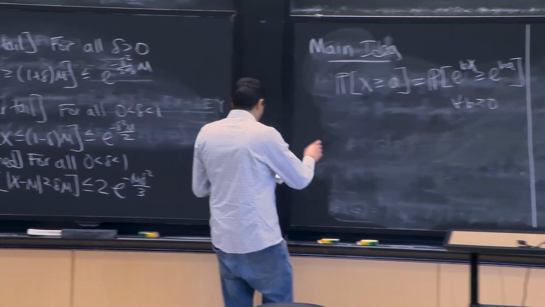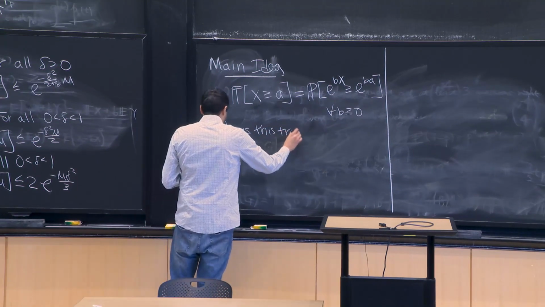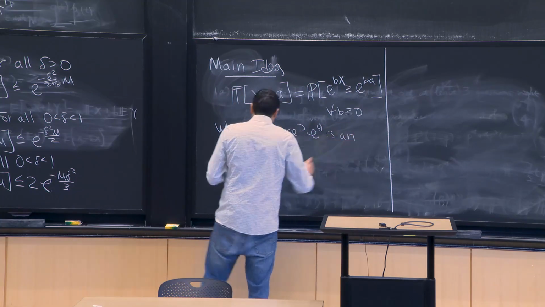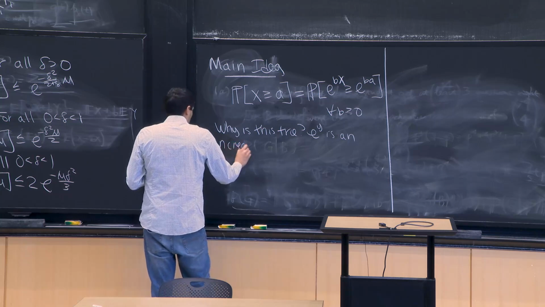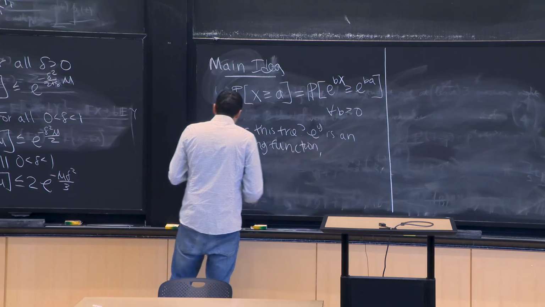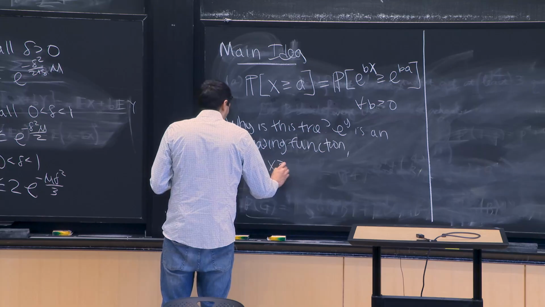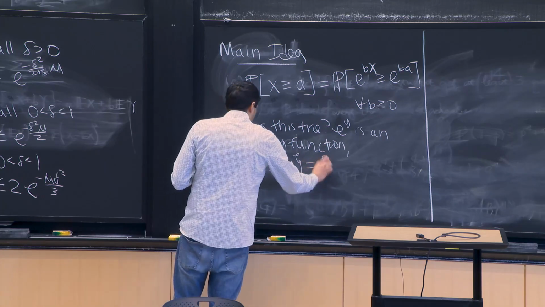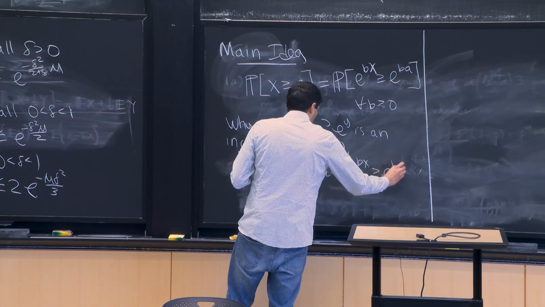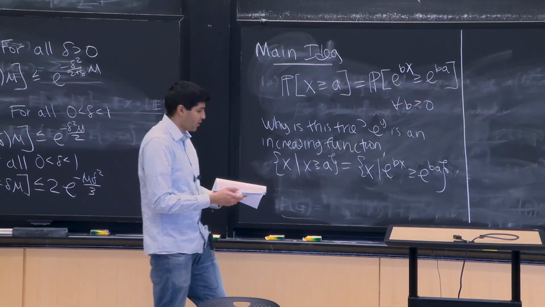So, just to belabor the point, why is this true? It's true because e to the y is an increasing function. And so that really means that these two events are the same. The set of all x's where x is at least a are the same as the set of all x's where e to the bx is at least e to the ba. So they're literally the same event. So this is the first thing in our trick.